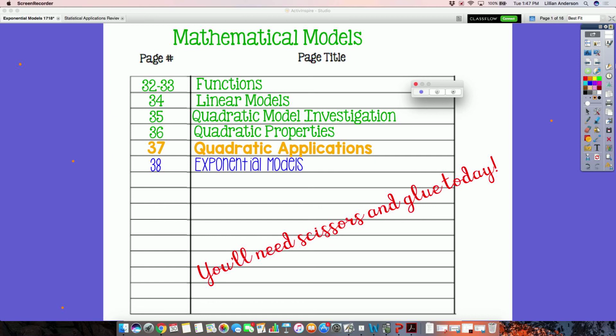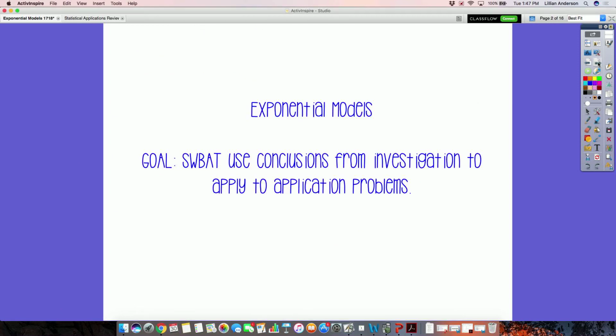Okay, so go ahead and turn over to page 38 in your books, and title it Exponential Models, and make sure you get down to the goal. We are going to be using our conclusions from our investigation to apply the concepts that we realized from the investigation to our application problems.